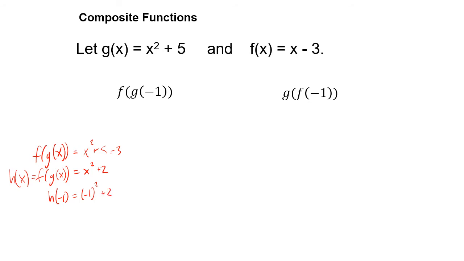You can also just look at, okay, what's g of negative 1? G of negative 1 quantity squared plus 5. This is 4, right? And then you take the 4, so what it's really asking then is f of 4, which is 4 minus 3, which is 1. This is also 1. Wait, that's 3.